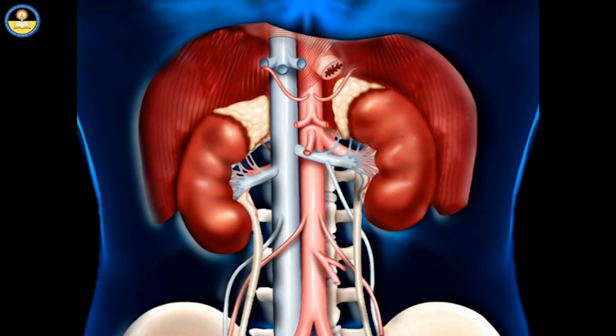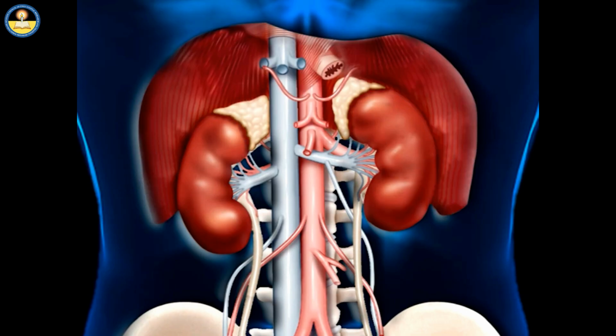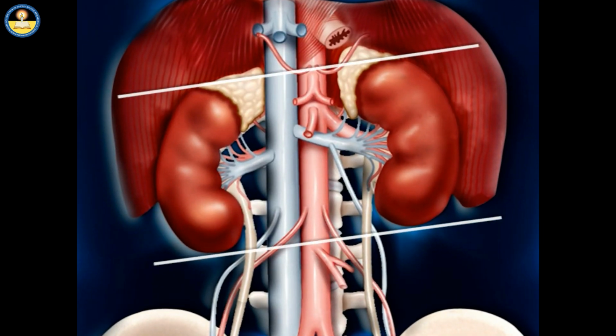The kidneys are placed against the back wall of the abdominal cavity just below the diaphragm, one on either side of the vertebral column. Their position is slightly asymmetrical. The left kidney is placed a little higher than the right.